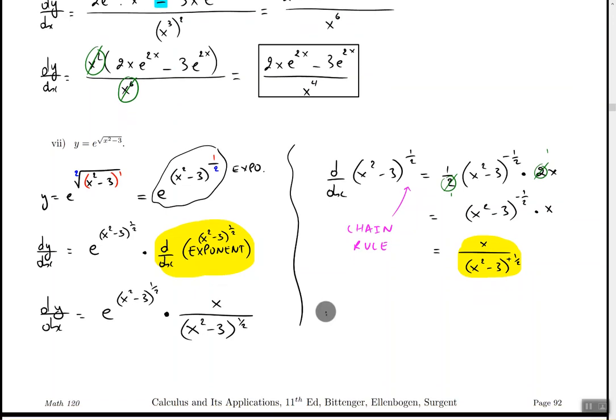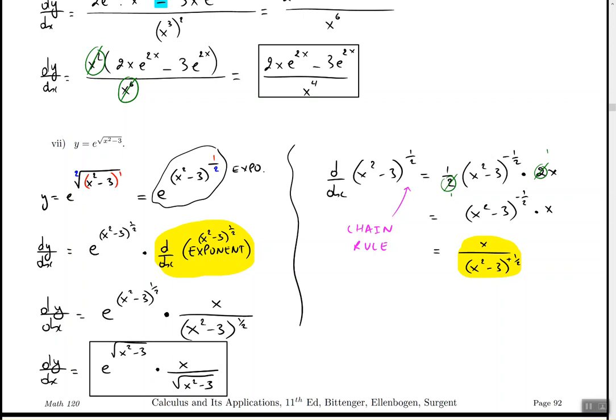And if you like, you can rewrite this whole problem without these exponents. You can write it with radicals, and with radicals it would be e to the square root of x squared minus 3 times x over the square root of x squared minus 3, one more time. So I feel like that's the best way to read it because it looks pretty.